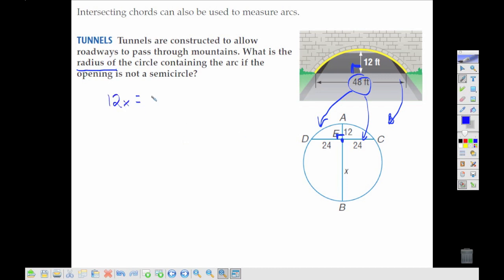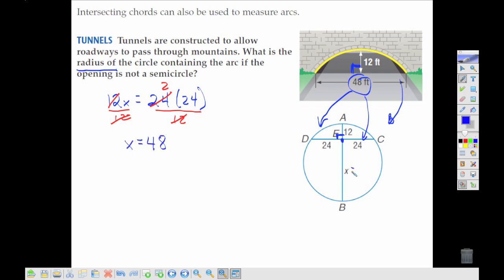I'm looking for x, that goes with the 12. 12x is equal to 24 times 24. Now I'm going to take a little bit of a shortcut here. Rather than multiplying out that 24, I'm just going to divide both sides by 12. So we'll cancel this. Notice I can simplify this to just be 2 times 24. So I get x is equal to 48.